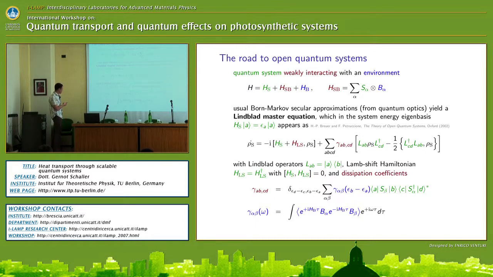And there's an additional factor which is quite peculiar for the secular approximation. Here you get this Kronecker delta function. So only those transitions are coupled that fulfill a certain energy condition, some energy conservation. And this is necessary for the preservation of positivity.